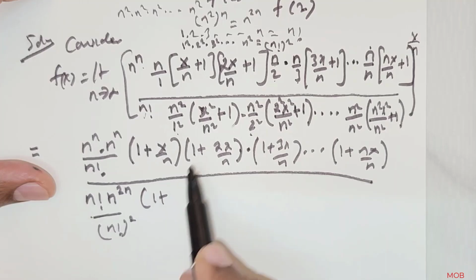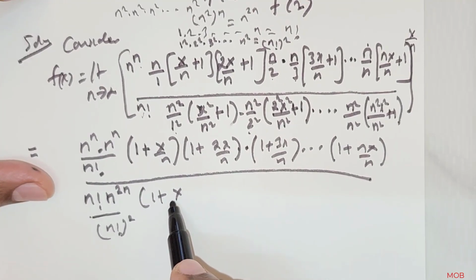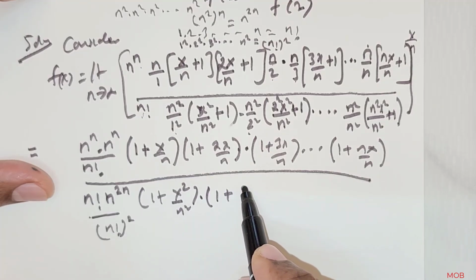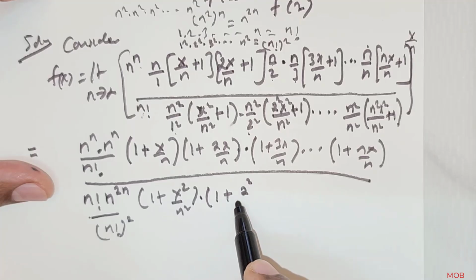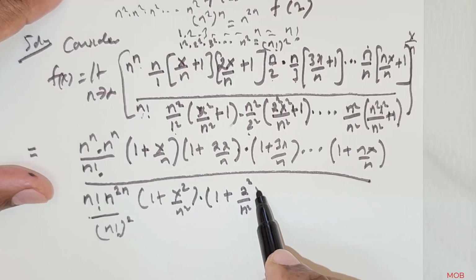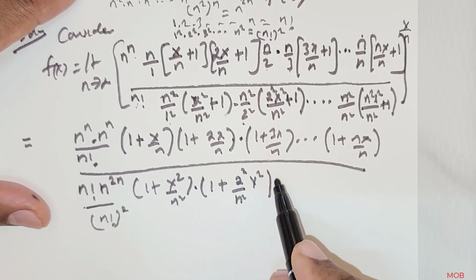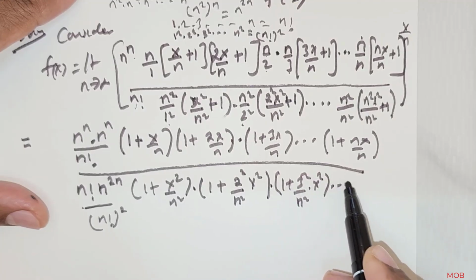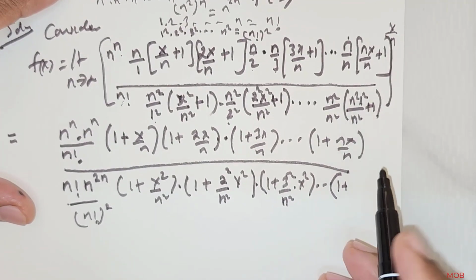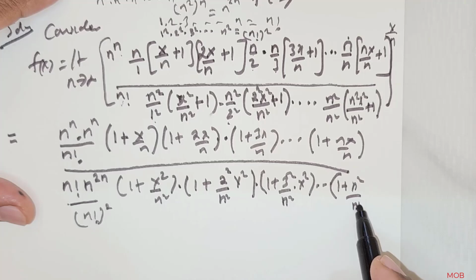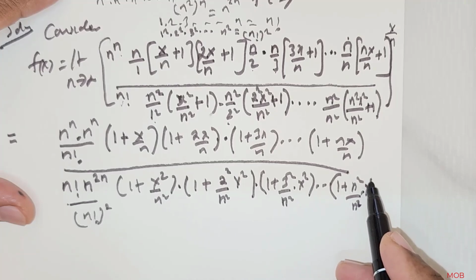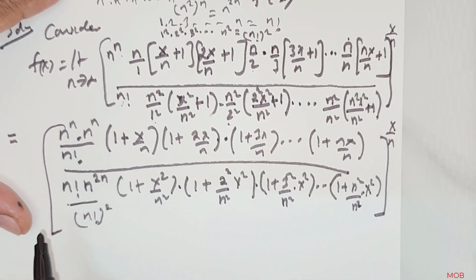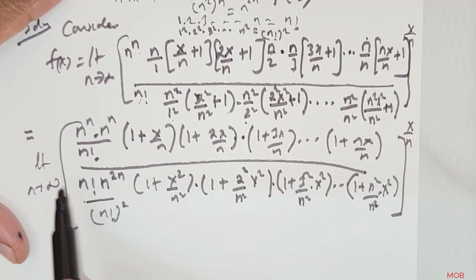And this term I'm going to write as 1 plus x squared over n squared, multiplied with 1 plus 2 squared over n squared times x squared, and 1 plus 3 squared over n squared times x squared, all the way to 1 plus n squared over n squared times x squared. Okay, this entire component is raised to the power of x over n. This is what we have got. Now of course you have a limit n tending to infinity.